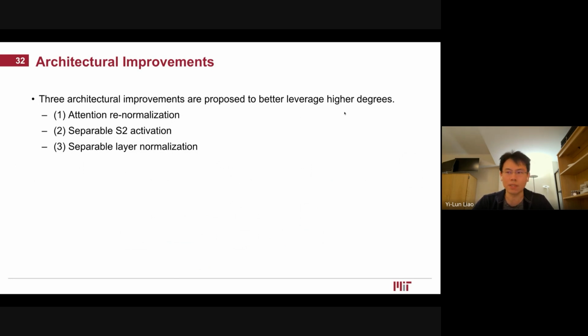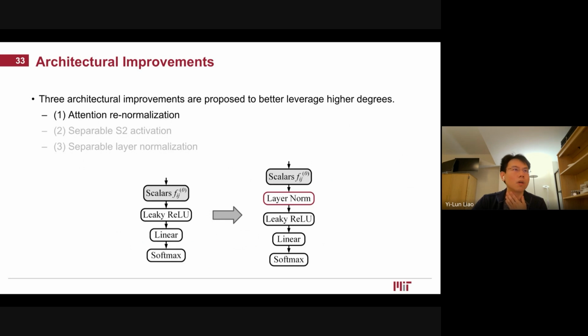And after we use eSEN convolution to incorporate higher degree representations, we propose 3 architectural improvements to better leverage the power of higher degrees. First of all, we propose attention renormalization and introduce 1 additional layer normalization, shown in the right cell here. And we use the normalization after we project the equivariant feature to scalar. And this additional layer normalization can stabilize the input to the subsequent softmax operation, especially when we use higher degrees.